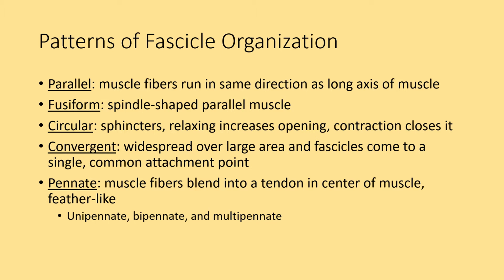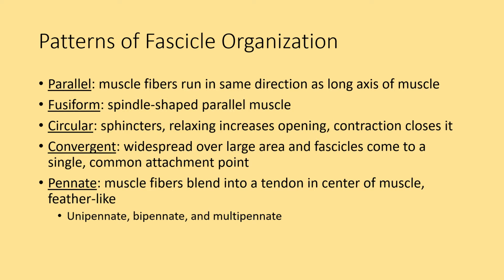There are different ways that we name the muscles, and one thing that is often looked at is how the fascicles are organized. If the muscle fibers are all running in the same direction, typically all along the long axis of the muscle, we refer to that as parallel. If it's a spindle shape where it's more narrow at the ends, it's fusiform. If the fascicles are in a circular shape, they're called circular. Those are often seen with sphincters. These are circular muscles that when they relax, it increases the opening. When they contract, it closes it.